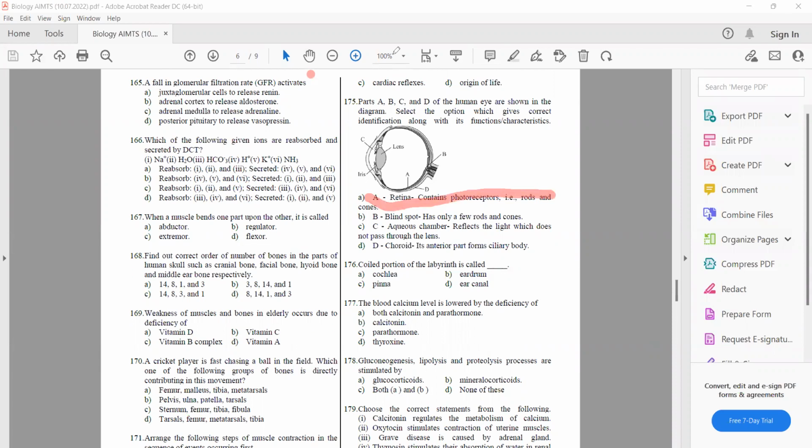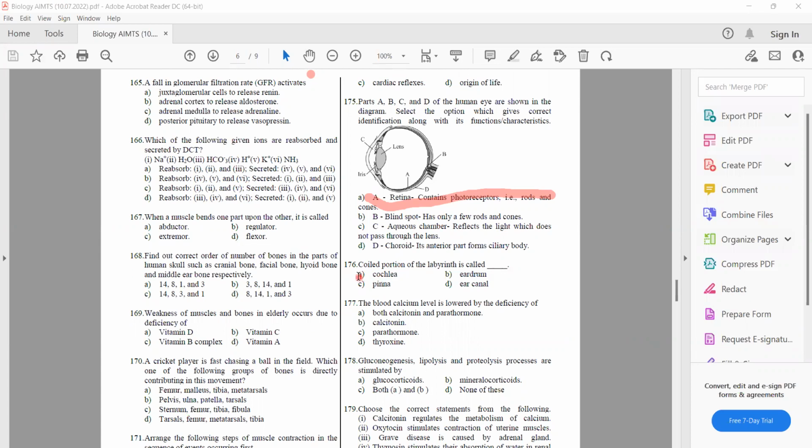When we talk about B, B is the blind spot. In the blind spot, there won't be any visual cells. So here they gave a few rods and cones will be there. C is the aqueous chamber, actually the aqueous humor. And D is the sclera, not choroid.